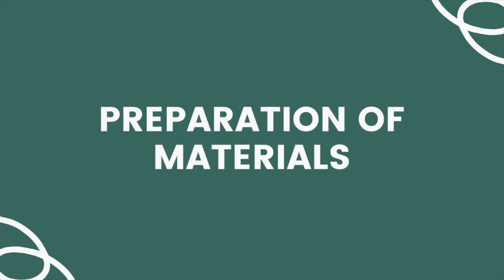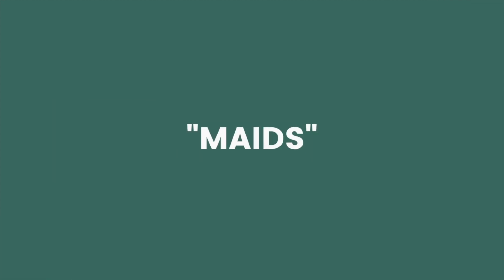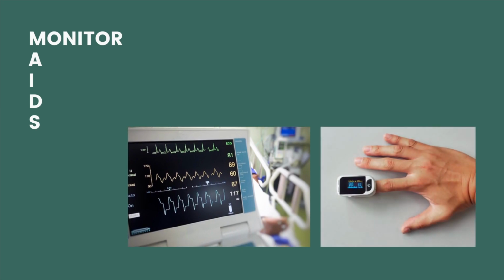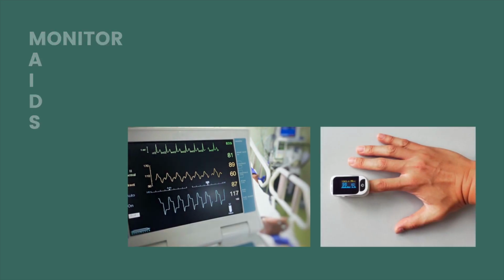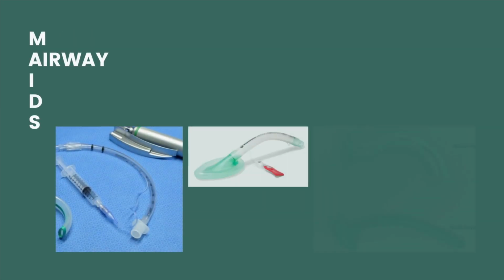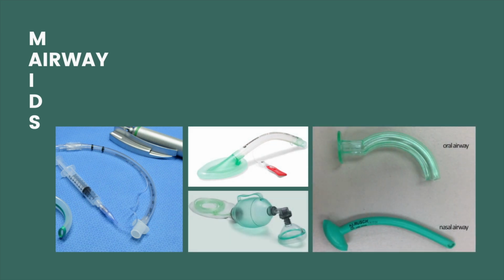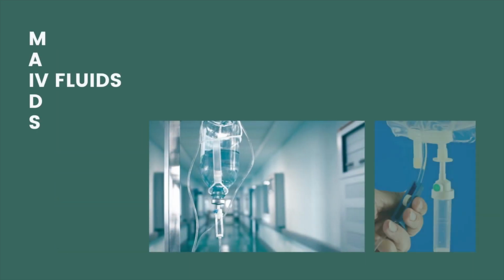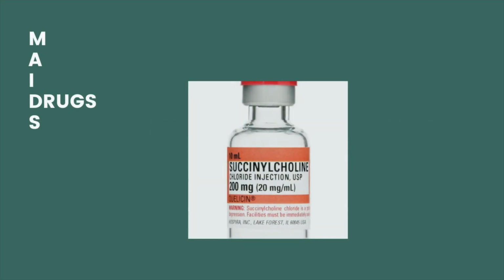Next is the preparation of materials. With this, we have 2 mnemonics, MAIDS and SALT PS. First, MAIDS. M for monitors. Prepare the cardiac monitor and the pulse oximeter. A for airways, which include the endotracheal tube, stylet, laryngoscope, bag valve mask, nasopharyngeal, oropharyngeal, and laryngeal mask airways. I for IV fluids. D for drugs.